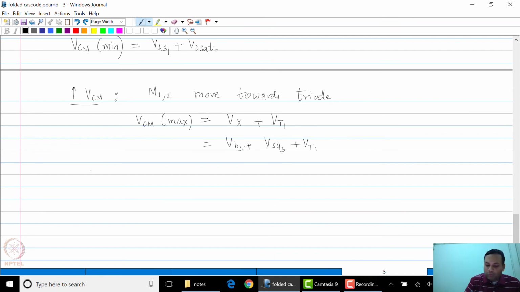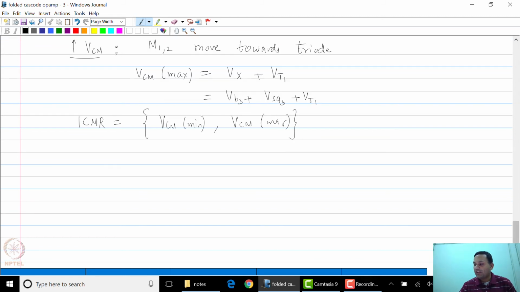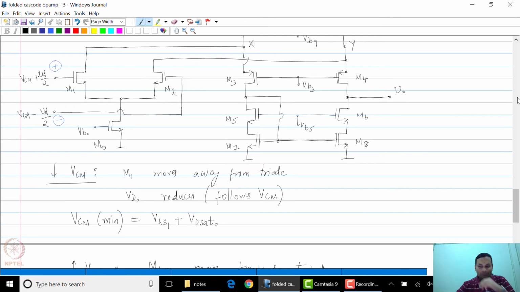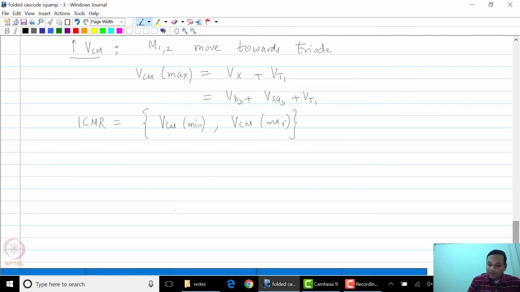So therefore the input common mode range is this overall range of VCM min to VCM max. This is the input common mode range of this op-amp. What about the output common mode range? So now let us find out what are the maximum and minimum voltages that can be achieved at the output.